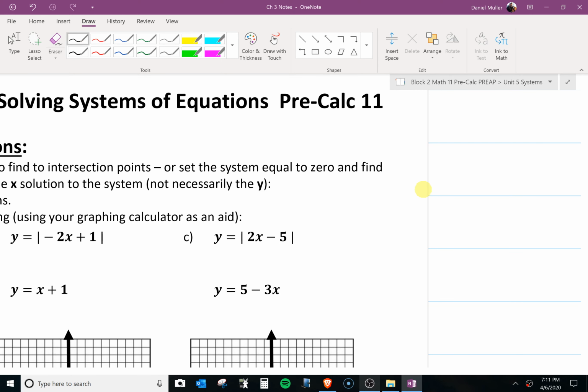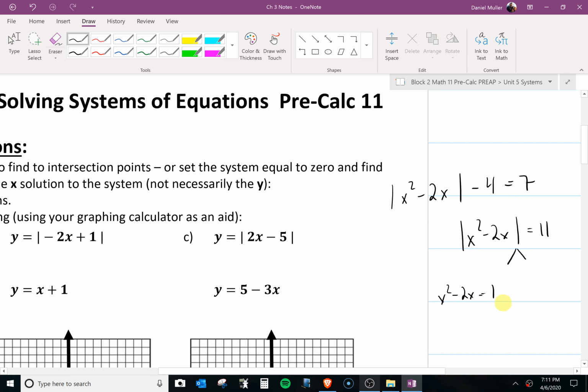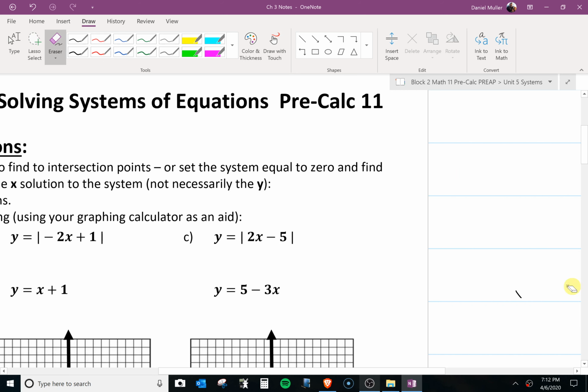So an absolute value equation, we did this in the last unit. Say we had something like this. We would first need to move over the 4 by adding it, so you get 11. And then we would create two equations. We would say the inside could be 11, but the inside, x squared minus 2x, could also be -11. And so we need to remember how to solve absolute values in this section, which is called solving systems of equations.